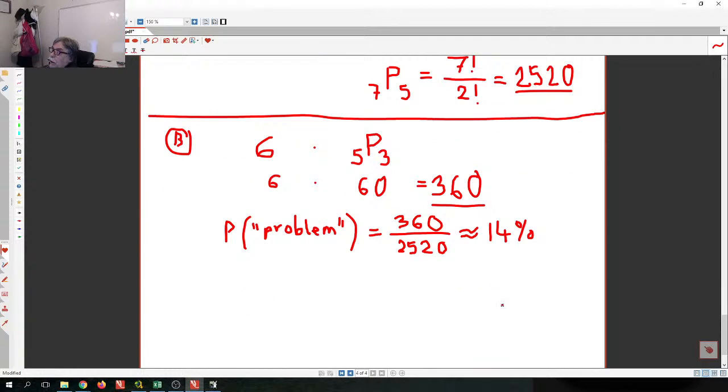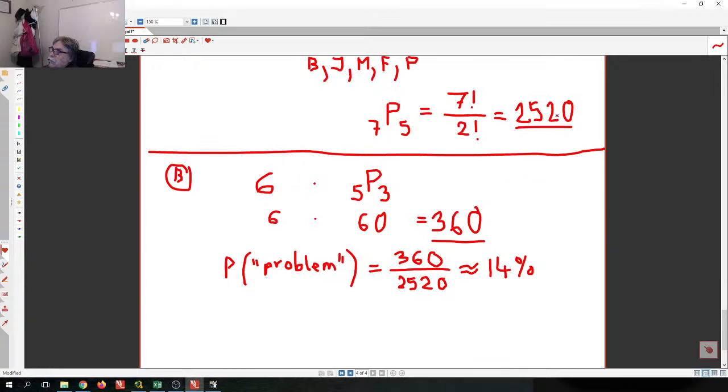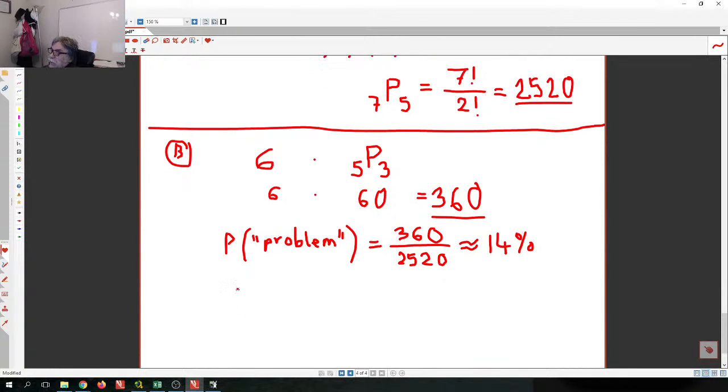Now, if I want to eliminate the problem, then I have to eliminate the 360 possible arrangements with Bill and John in the same row from this total number. And the answer to the problem, part B, is that we have 2,520 minus 360 eligible seating arrangements. That would make it 2,160.